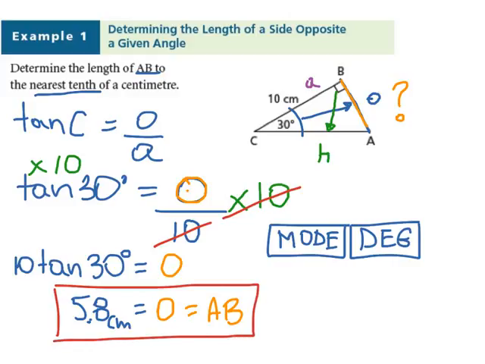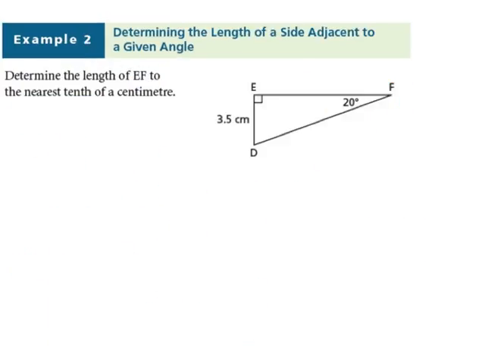Let's take a look at a different question. Determine the length of EF to the nearest tenth of a centimeter. So EF is located right here. That's your EF. Again, let's write the trig equation. Trig of an angle is equal to opposite over adjacent. And the one angle that we know of is 20.